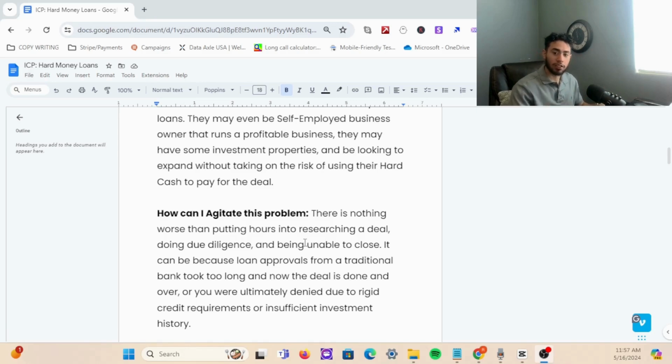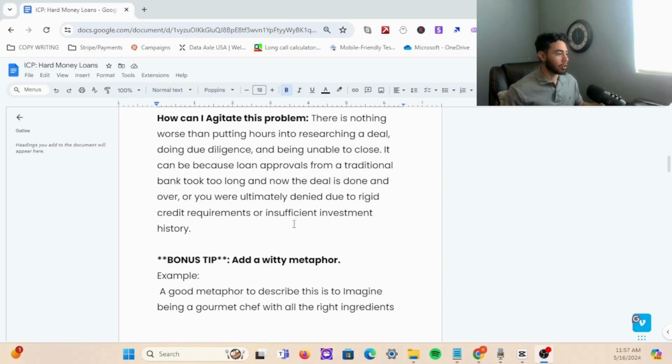You're putting in all this time, all this effort, sometimes for it to just fall flat because you can't close on it. You don't have the capital. So another basic tip I like to do too, add some sort of metaphor into this, because you want to be able to convey this in a way that's familiar, that they're going to be familiar with in the ad.